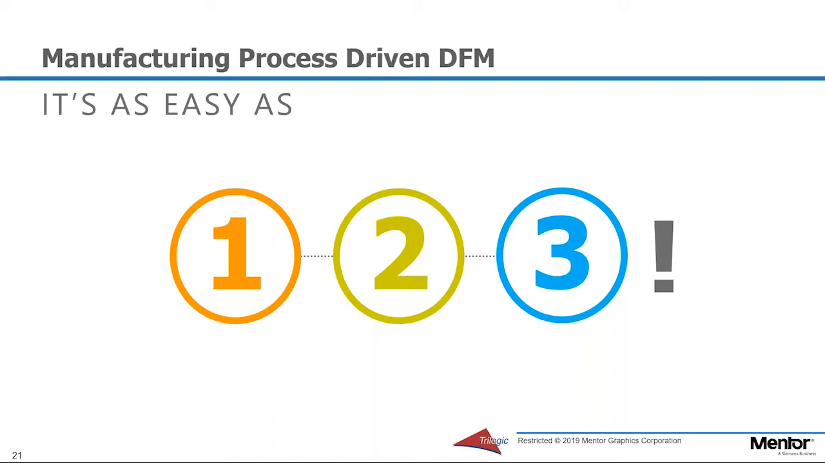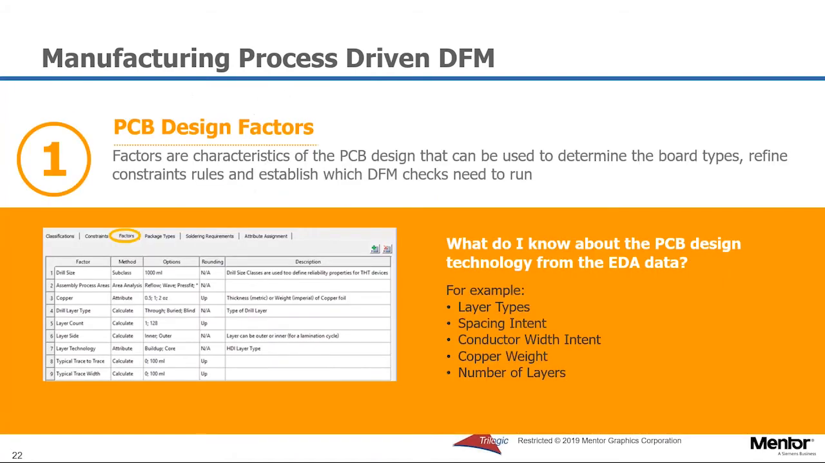Manufacturing process-driven DFM is as easy as 1, 2, and 3. To properly assign the appropriate constraints rules to the design, we have the ability to set up various design factors to help make these assignments based on attributes within the design. In this example, we have added factors such as drill size, copper weight, layer count, typical trace-to-trace spacing, as well as typical trace width.